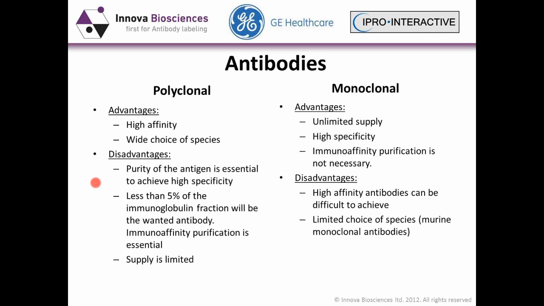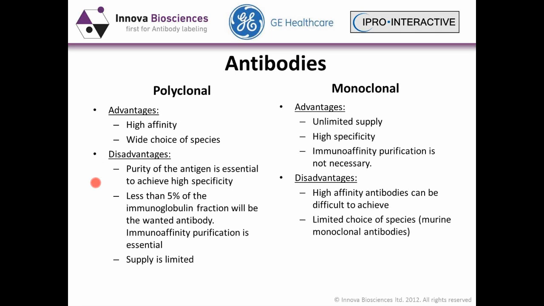Monoclonal antibodies have the advantages. There's an unlimited supply once you get the hybridoma. So you have theoretically an unlimited supply of the antibody. You can get high specificity by doing the selection, so even the antigen doesn't have to be pure. And finally, immunoaffinity purification is not necessary.